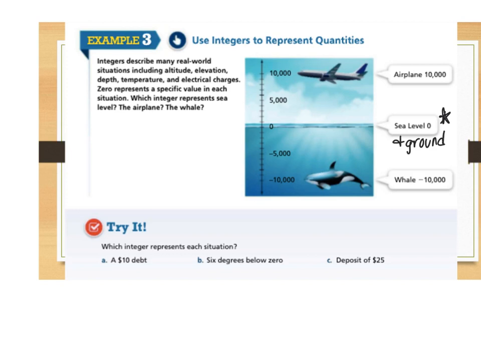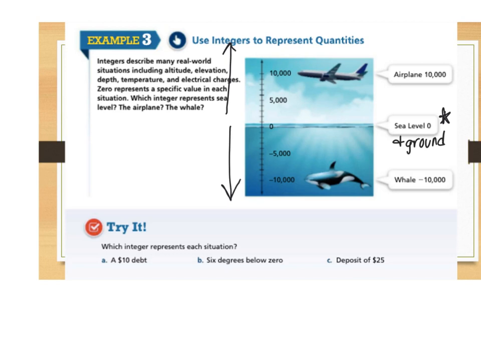Anything below the ocean will be your negatives. Anything above the ocean line will be your positives. Same with land. Anything below the Earth's surface is going to be your negatives. Anything above the ground or Earth's surface is going to be your positives. So, looking at these try-it problems, which integer represents each situation?